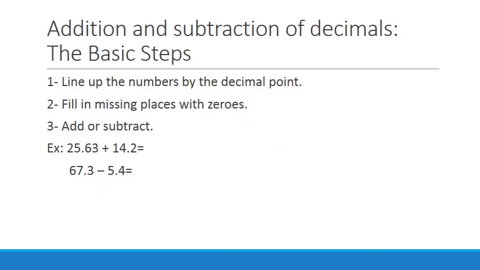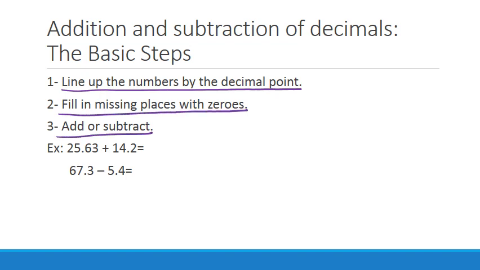Now, another objective is addition and subtraction of decimal numbers. We need first to learn the basic steps. First you have to line up the numbers by the decimal point, fill in missing places with zeros, then add or subtract. Let us take an example. I have 25.63 plus 14.2. I'm going to write it here.